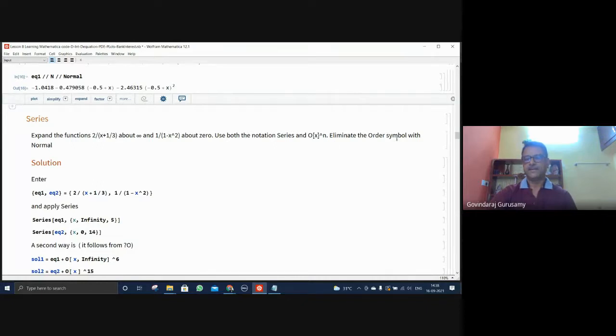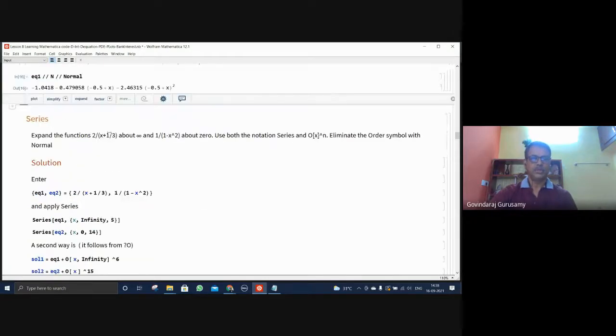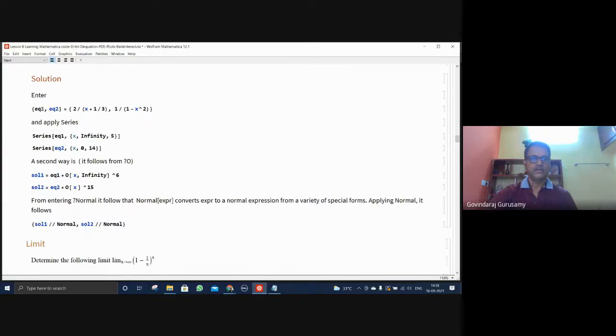Eliminate the order symbol with the normal. This order symbol can be eliminated with normal. So two equations are there, equation 1 and equation 2. You can see this is blue, and this equation is in black color, which means the equation has already been defined, but it doesn't matter. We are going to redefine equation 1 with the first equation that we have.